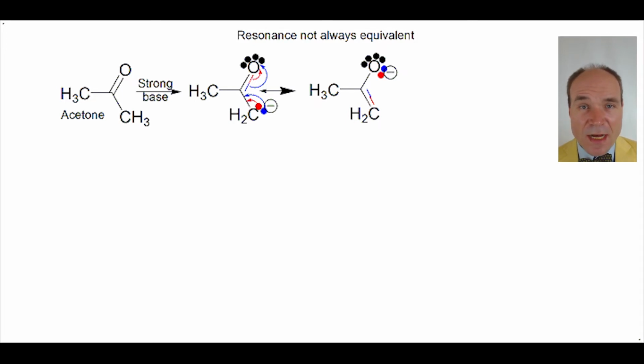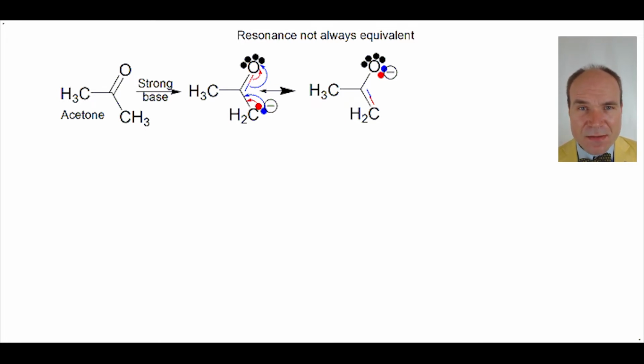So the question is, are these resonance forms equivalent or non-equivalent? Another way of saying it is, are they of the same stability or are they of different stability? Well, the answer is that the enolate is more stable. It is the main resonance form.